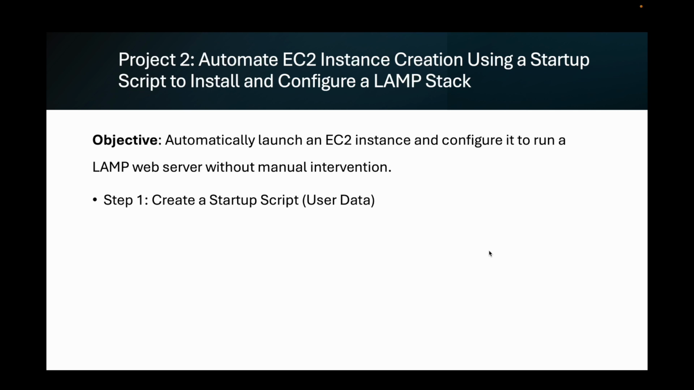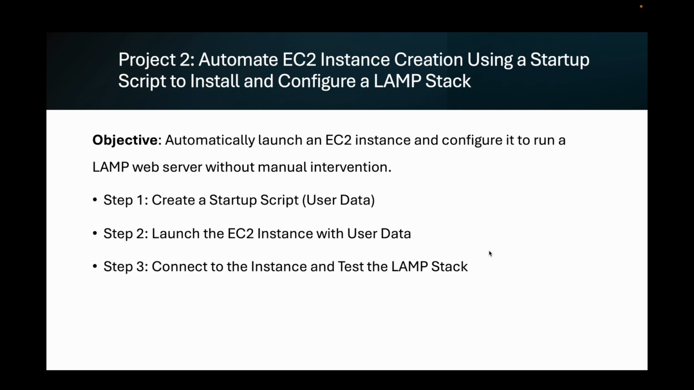The steps that will follow is, first, create a startup script with the user data. The user data script runs automatically when an EC2 instance is launched. It is typically used to automate instance configuration tasks such as installing software. Next step is launch the EC2 instance with user data. Then we'll go into connecting to the instance and testing the LAMP stack. Then we'll do automating the EC2 creation with the AWS CLI. So that will kind of cover our project 2. So let's dive in and do some hands-on for this project 2.